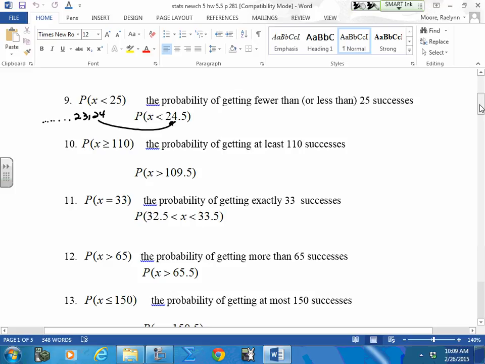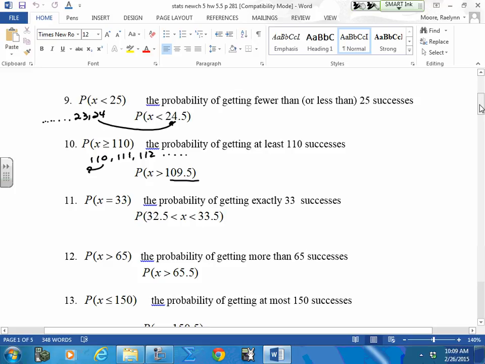The probability that x is greater than or equal to 110. You could have even written it like this: greater than or equal to, at least 110. That means you include the 110. So I'm at 110. I'm at 111. 112. Lower end, drop it down.